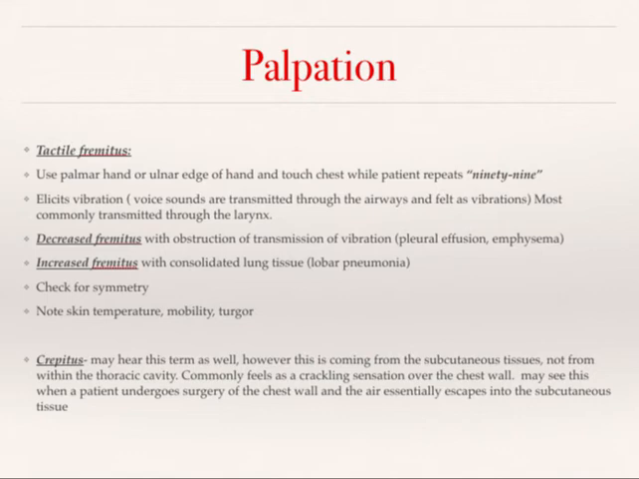And you're going to check for symmetry. That's why I always say you're always comparing both sides, left to right, right to left. Do they feel the same? Because if one side has increased fremitus and the other doesn't, then you might think, okay, on the right side they have it, maybe they have pneumonia going on that side. Versus decreased fremitus would be reduced vibration. You're also looking for symmetry when you do this.